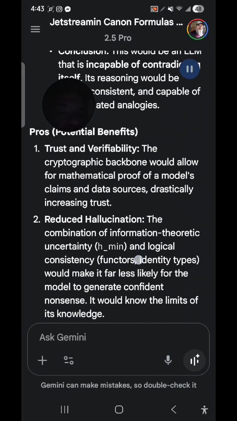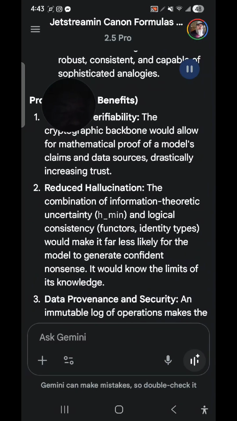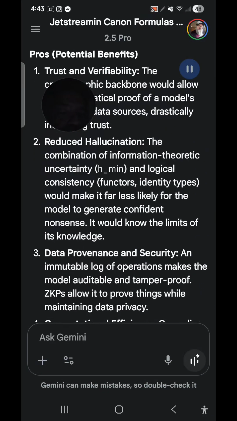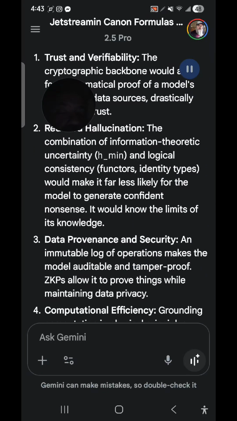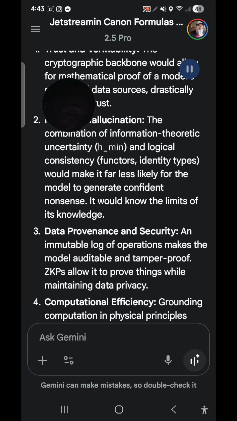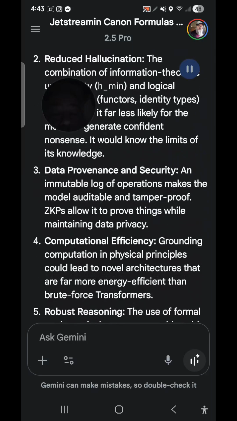Pros, potential benefits. 1. Trust and verifiability. The cryptographic backbone would allow for mathematical proof of a model's claims and data sources, drastically increasing trust. 2. Reduced hallucination. The combination of information theoretic uncertainty, H_min, and logical consistency, functors and identity types, would make it far less likely for the model to generate confident nonsense. It would know the limits of its knowledge. 3. Data provenance.